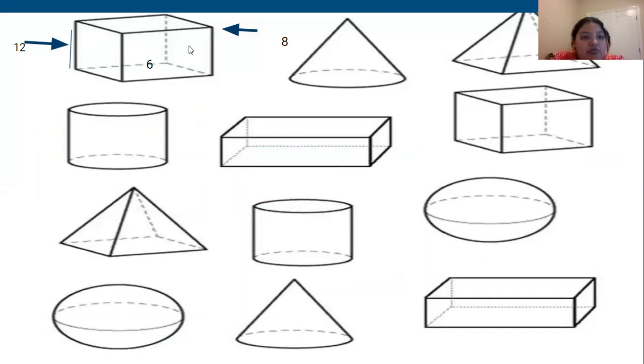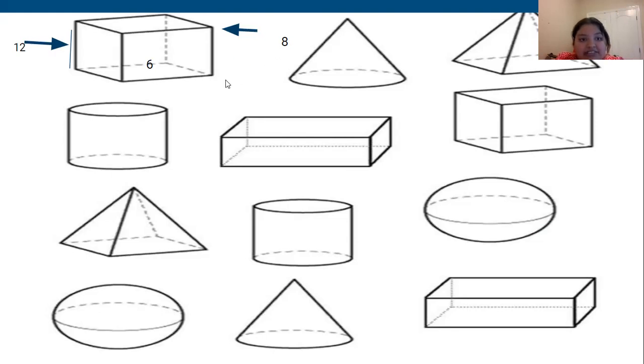So here we have a rectangular prism. And so you're going to cut these out and you're going to put in your notebook how many edges they have, how many faces, and how many vertices. So let's do this one again. So it has how many edges? 1, 2, 3, 4, 5, 6, 7, 8, 9, 10, 11, 12. It has 12 edges.